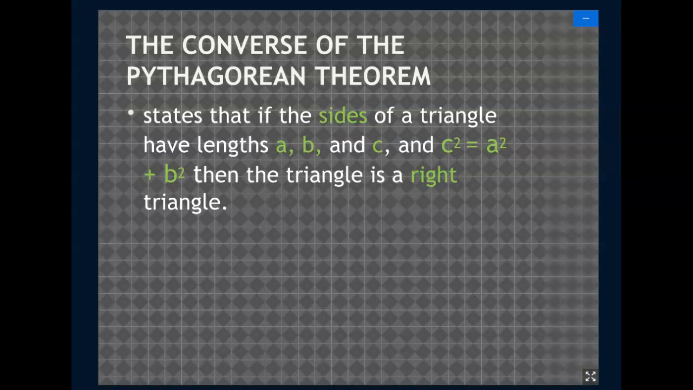The converse of the Pythagorean theorem is very helpful. It says that if the sides of a triangle have lengths A, B, and C, then the triangle is a right triangle if the Pythagorean theorem formula is true. So this works if you are given 3 lengths and you want to know if it's a right triangle. It will only be a right triangle if the left side of the equation equals the right side of the equation.